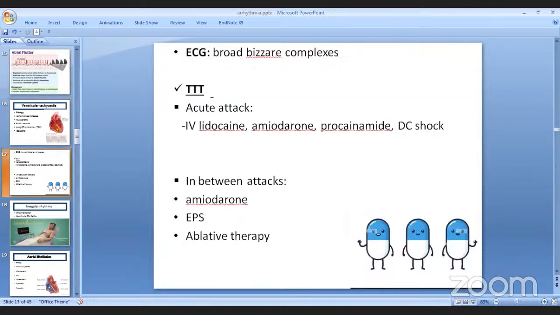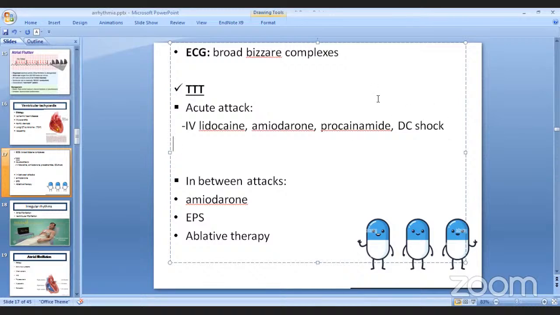Now, treatment. Whenever there is an acute attack of ventricular tachycardia, what should we give? We can give IV lidocaine. It's a sodium channel blocker. And this is amiodarone, which is a potassium channel blocker. And procainamide, which is also a sodium channel blocker. Keep that in mind. We can also give direct current shock. If the person is hemodynamically unstable, in this case, we can give a shock.